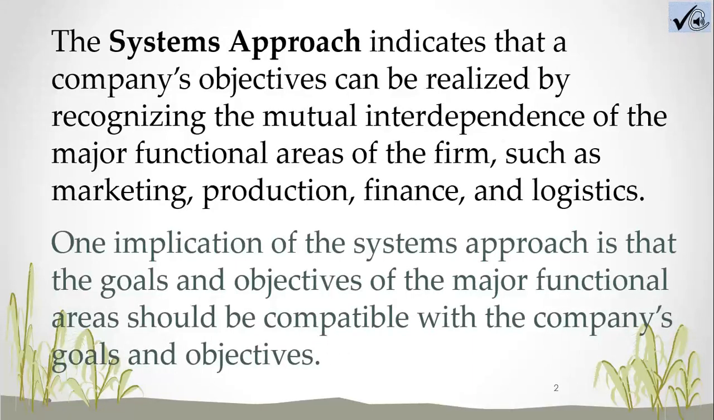One implication of the systems approach is that the goals and objectives of the major functional areas should be compatible with the company's goals and objectives. This means that one logistics system does not fit all companies because goals and objectives vary from one firm to another. As such, the logistics system of an organization that emphasizes customer satisfaction is likely different from the logistics system of an organization that emphasizes cost minimization.